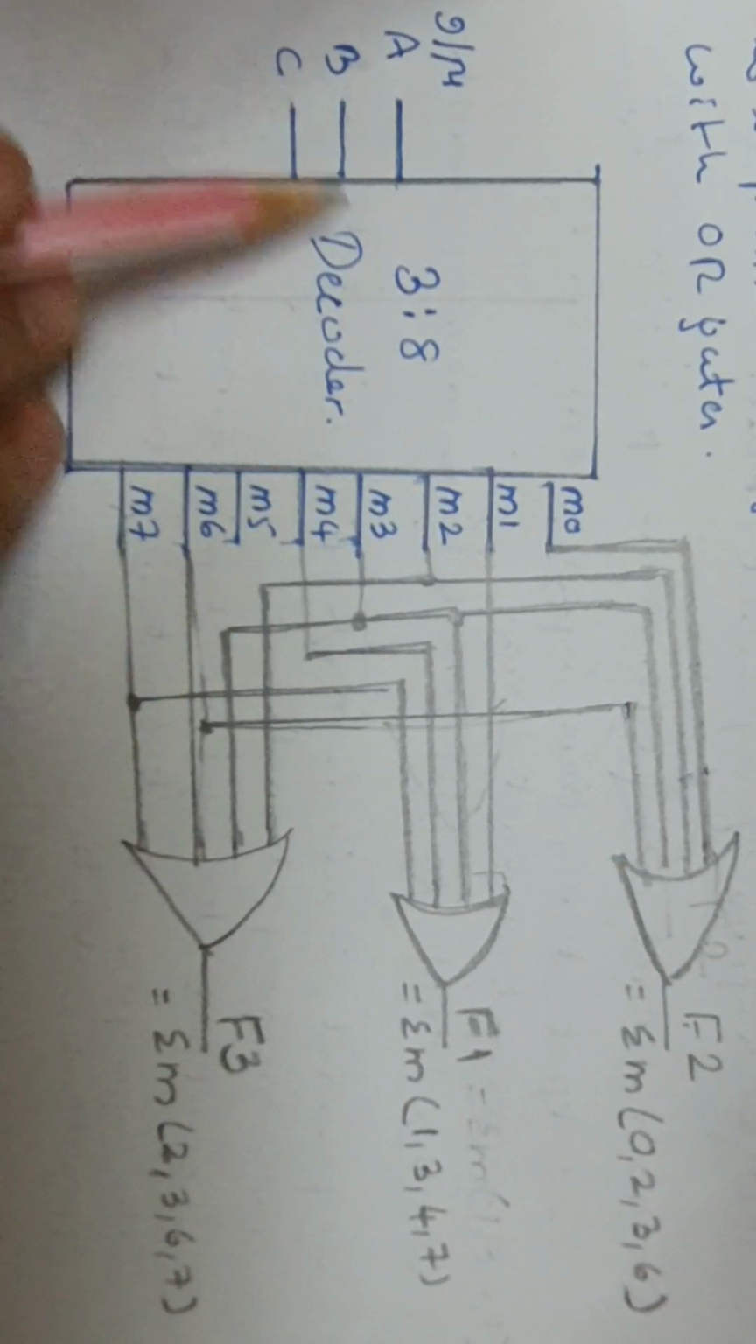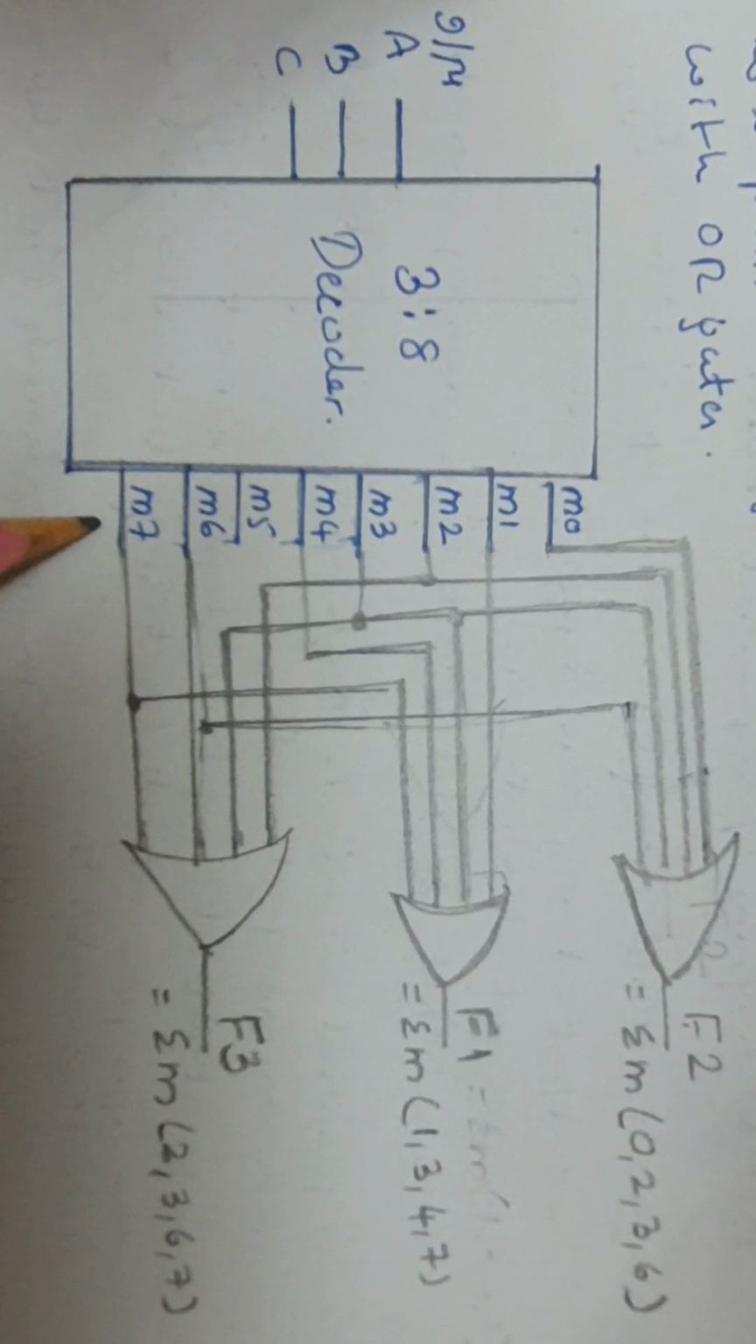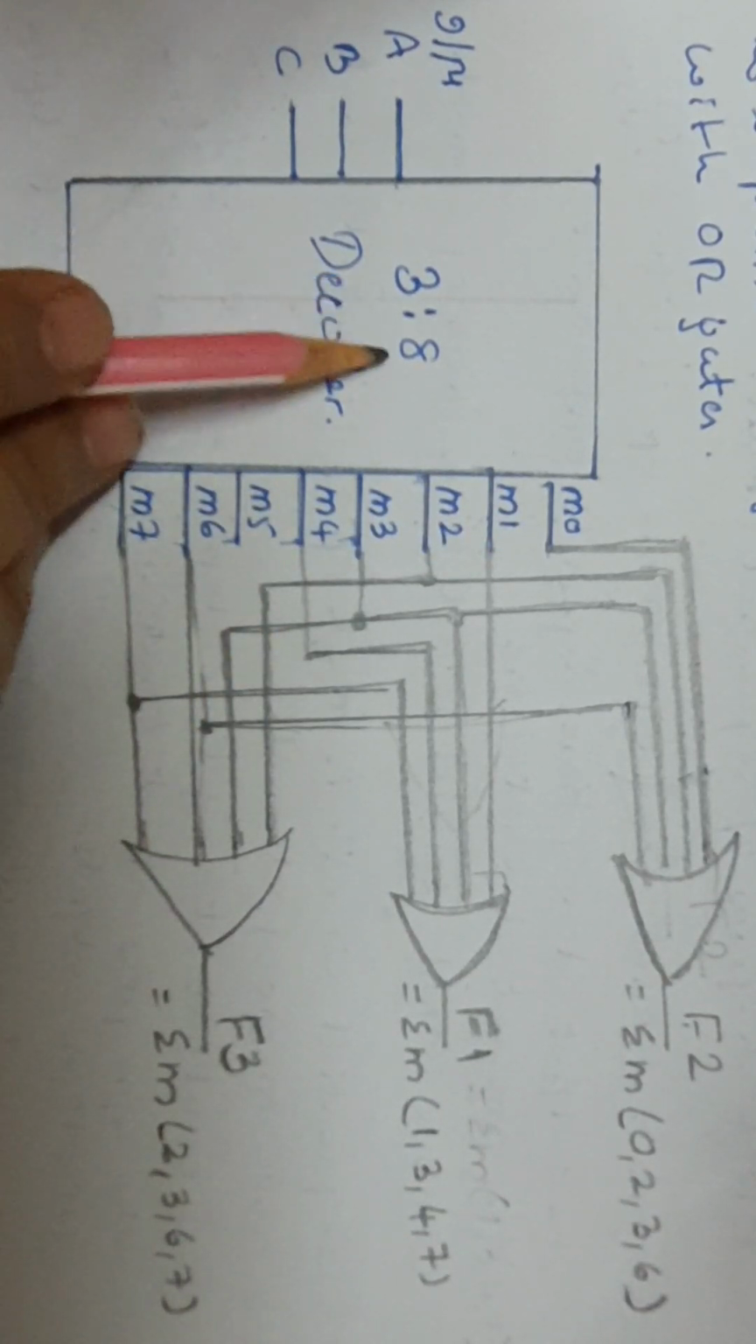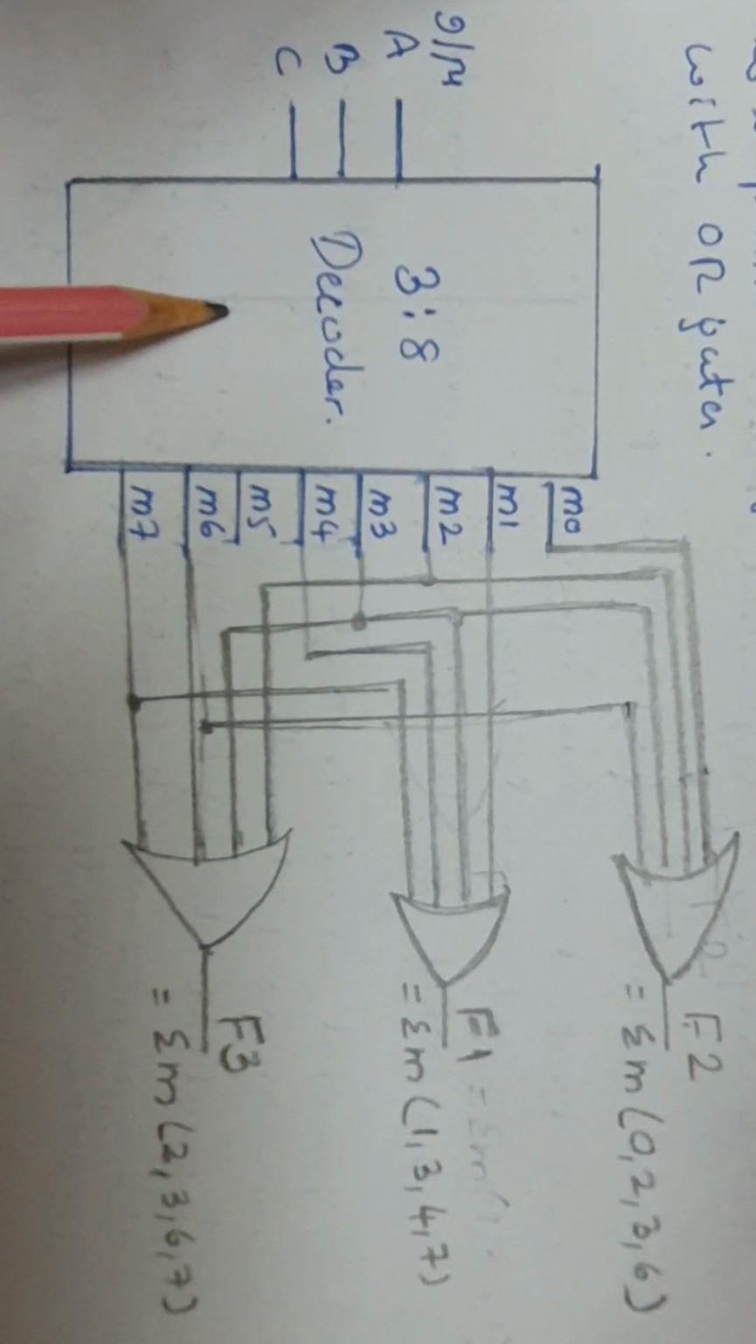For 3 variables, possible number of minterms are 8, M0 to M7. That is what is a 3 to 8 decoder internally, which is a combinational circuit. It will be made up of logic gates.